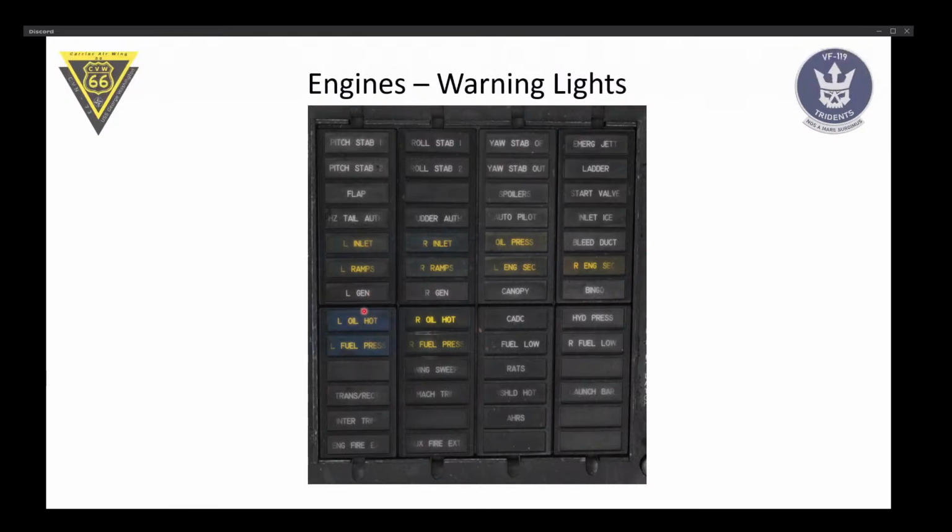Next, we have left and right oil hot. Again, self-explanatory. Left or right oil is hot. We don't have a temperature gauge for the oil, but we have these little lights which come on. And left and right fuel pressure. Basically, we have a pressure sensor after the engine-driven pump. Again, this is not the one that pumps fuel into the combustion chamber, but the one that is sucking fuel from the fuel lines and pushes it into the fuel control pump. And if that sensor senses that fuel pressure is low, these lights are going to come on. And what this means for you as a pilot, we're going to talk about now.